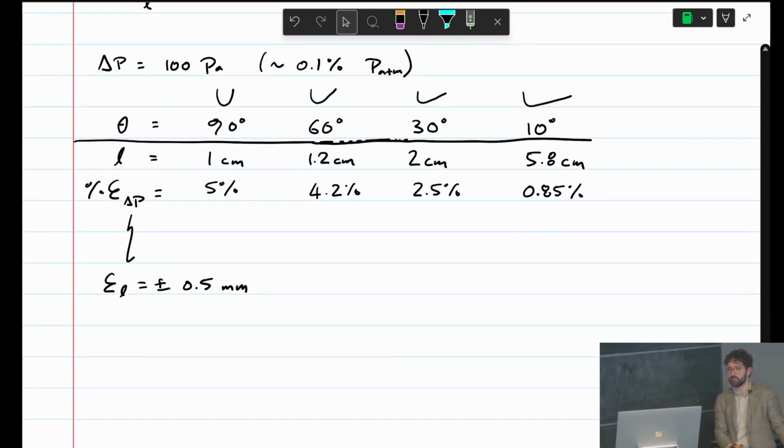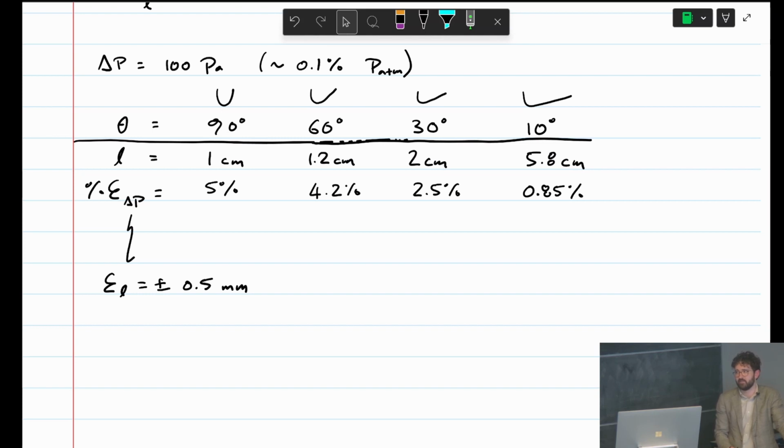So manometers are actually still used in labs, believe it or not, when you have to measure something with relatively high accuracy, a relatively low uncertainty, I should say. Are there any questions about that?